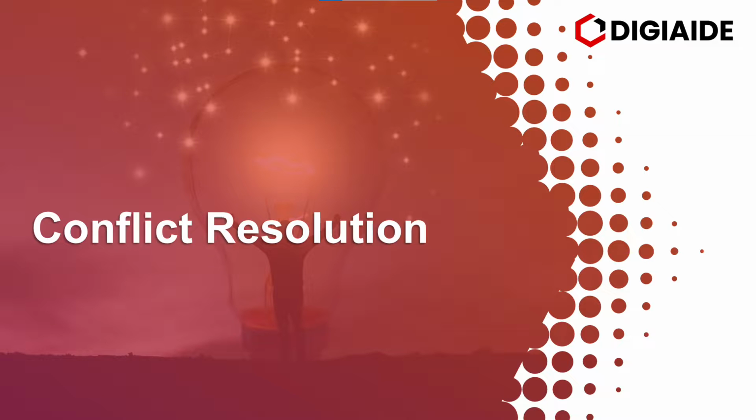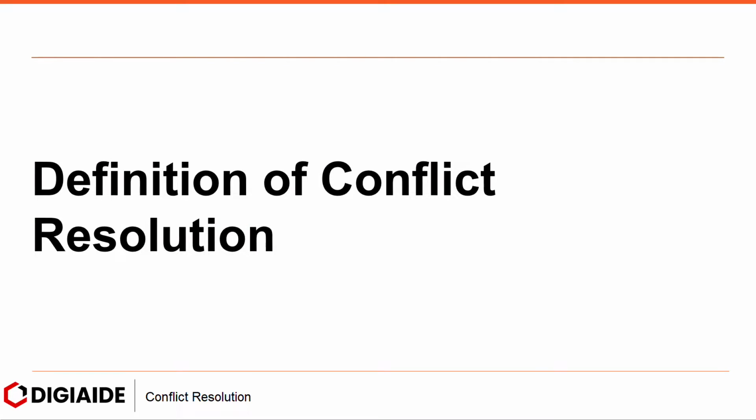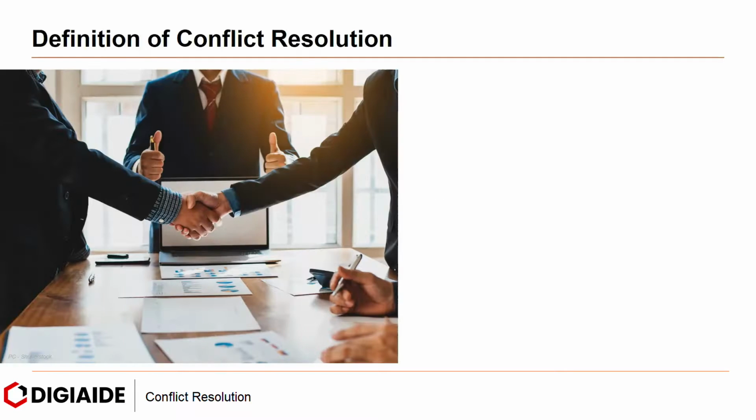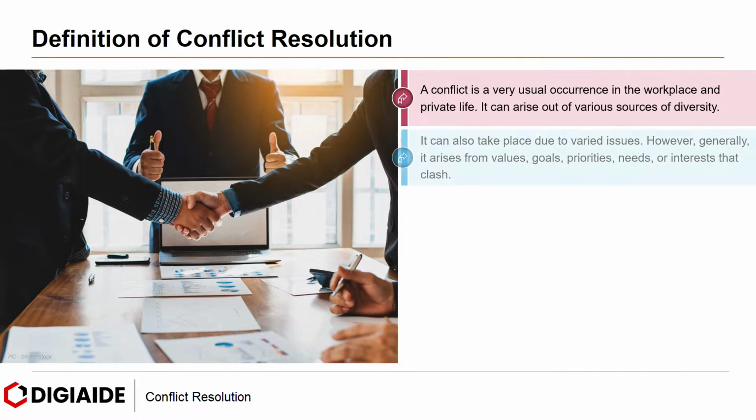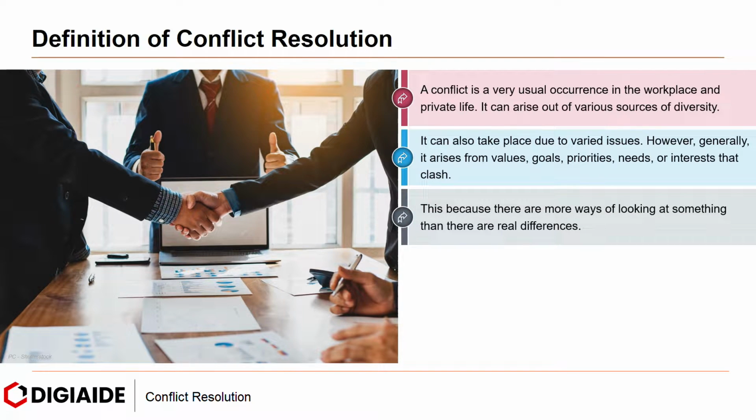In this video, we are going to cover the topic on conflict resolution. Now let's start with the definition of conflict resolution. A conflict is a very usual occurrence in the workplace and private life. It can arise out of various sources of diversity. It can also take place due to varied issues. However, generally it arises from values, goals, priorities, needs or interests that clash. This is because there are now more ways of looking at something than there are real differences.